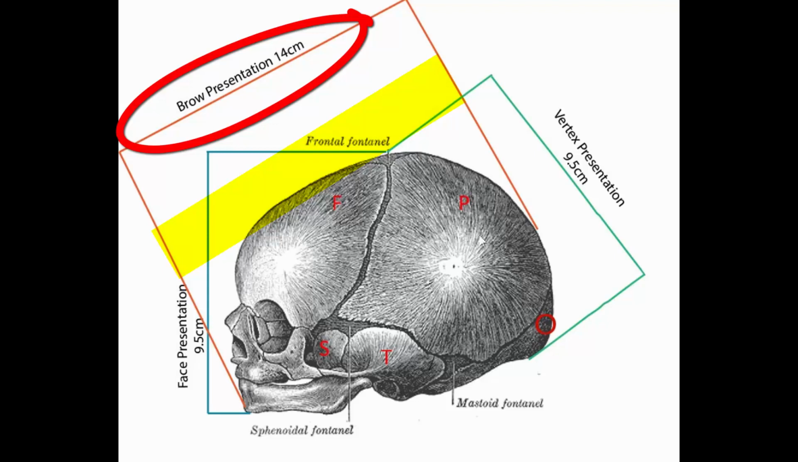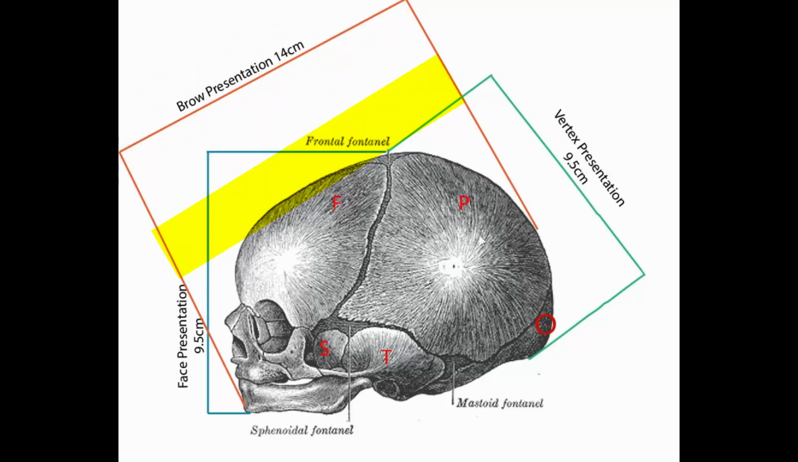So it's quite clear there that we don't want a brow presentation. And often if you get that, baby's going to be in a lot of trouble and they're going to need a cesarean, a C-section. However, if we look at the anatomy there, we'll say, well, hang on, vertex presentation, face presentation, they're both 9.5 centimeters. So why do we prefer for baby to have that vertex presentation? And there's two reasons. And the first reason, well, let's think about the back of that skull.